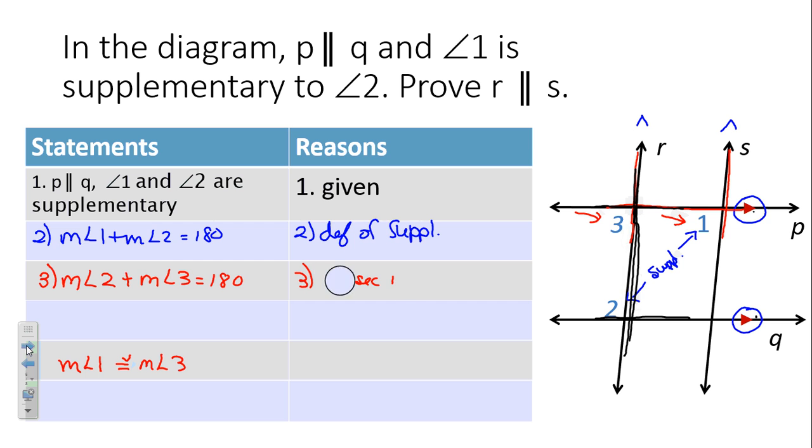Let's use our abbreviations. Consecutive interior angles supplementary. We can use that because these two lines are parallel, aren't they? So 2 and 3 have to be supplementary. They have to add to 180. So it's going to be substitution. Good. 1 plus 2 is equal to 2 plus 3.